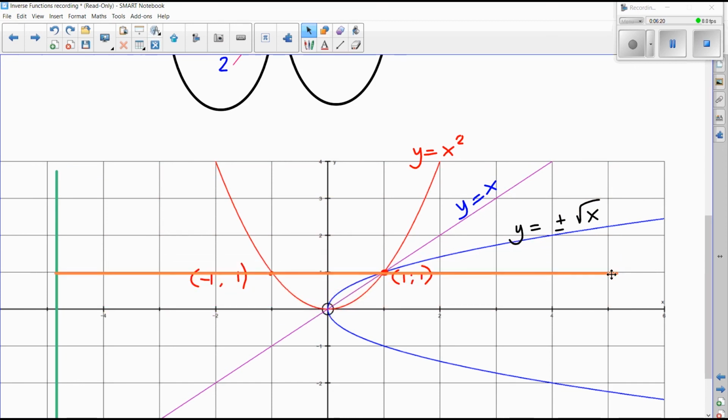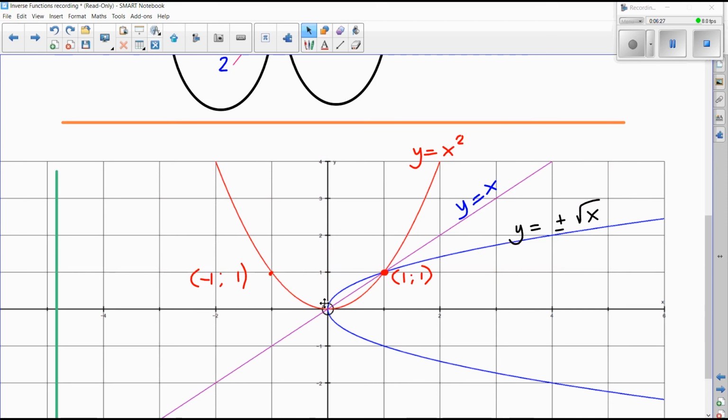And as we have discussed in example 3, for us to have an inverse that is a function, we would then need to restrict the domain, and the point where we restrict the domain would be at the turning point.